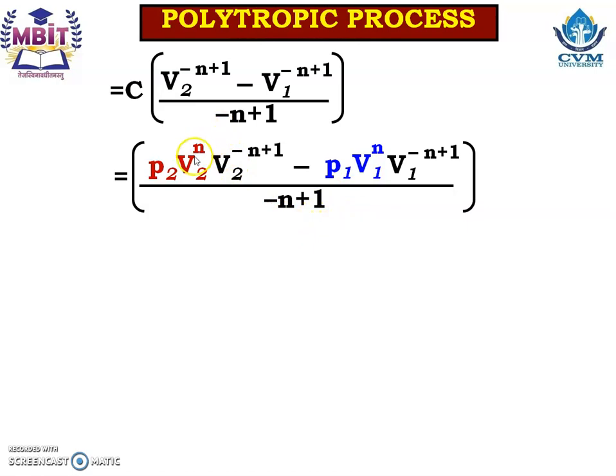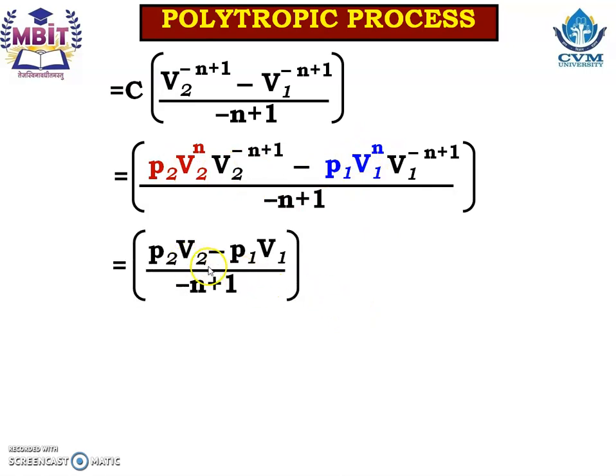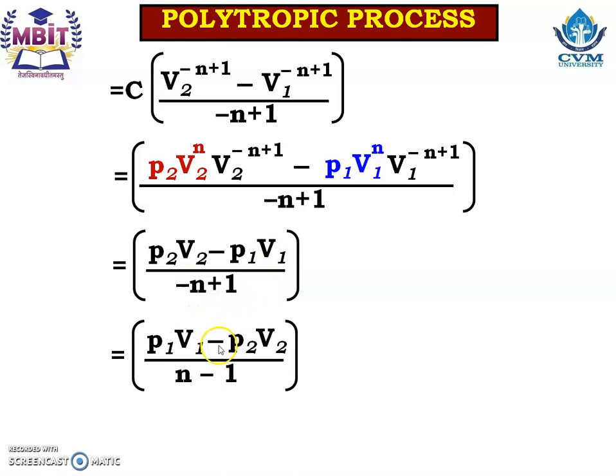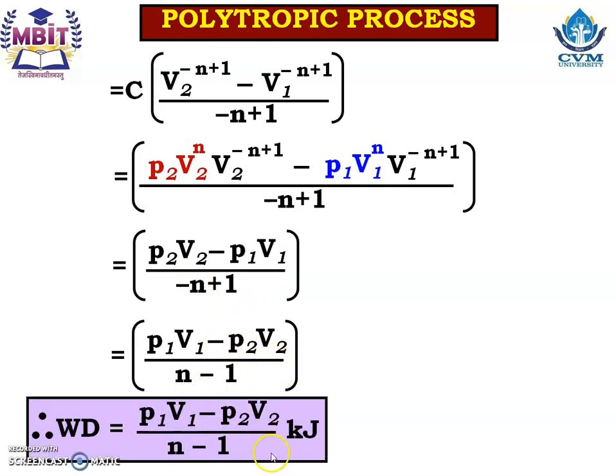On simplifying, V2 raised to n is cancelled from this and V1 raised to n is cancelled from this. So the answer is P2 V2 minus P1 V1 divided by minus n plus 1. Right? And on simplification, we get P1 V1 minus P2 V2 divided by n minus 1. So that is the equation of work done for the polytropic process. And it is the same as the equation of work done for the adiabatic process. Instead of gamma, here it is n.